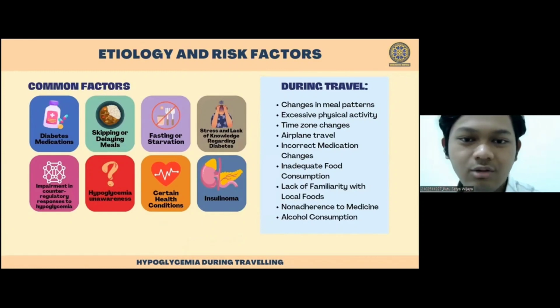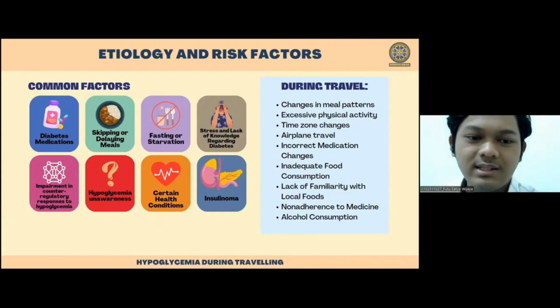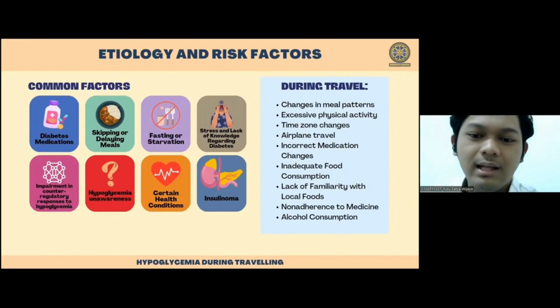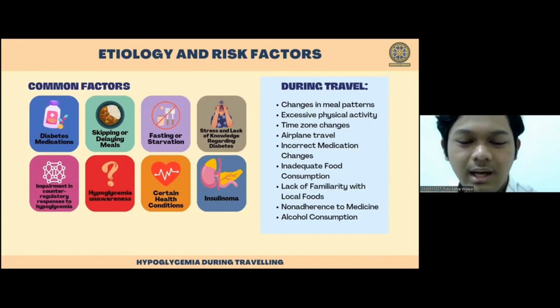I would like to split it into two different parts: the common ones that can affect people in general, and the ones that target travelers specifically. So the common ones, as you can see on the left side of the slide, are as follows. Diabetes medications, such as insulin and sulfonylureas, skipping or delaying meals, fasting or starvation, stress and lack of knowledge regarding diabetes, impaired counter-regulatory responses to hypoglycemia, hypoglycemia unawareness, and certain health conditions such as liver or kidney disease, hormonal disorders, and pancreatic tumors, especially insulinoma.